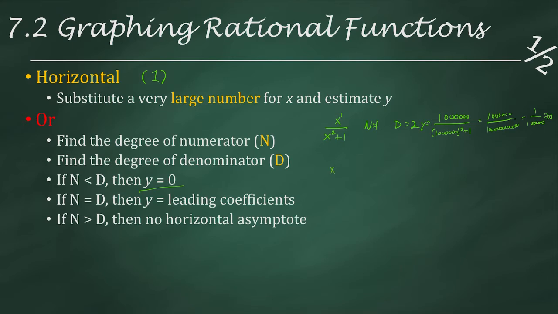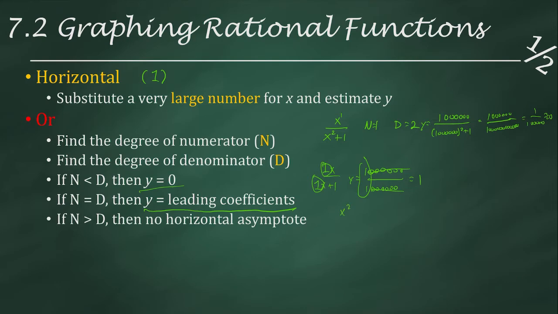If our degrees are the same, let's try here. So they're both degree 1. If I put in a huge number, like 1,000,000, 1,000,000 plus 1 is pretty much the same thing as 1,000,000, which gives me 1,000,000 over 1,000,000, which is 1. Oh, wait. What are the leading coefficients? 1 and 1. So it's 1 over 1, which is 1. So that's why it's y equals the ratio of the leading coefficients. All the zeros canceled except for the leading coefficients.